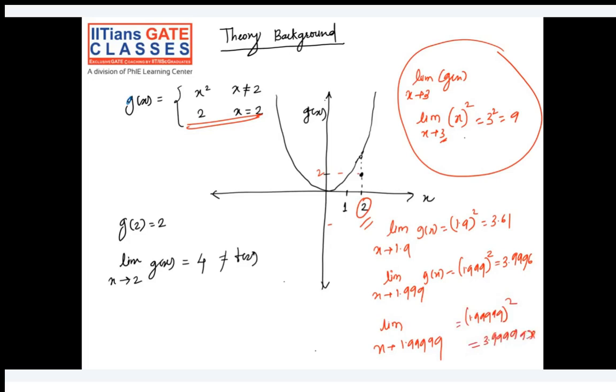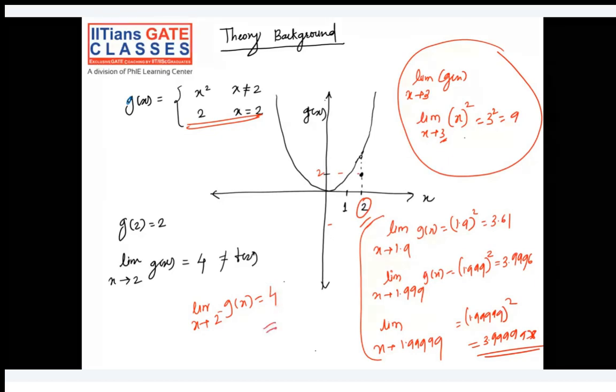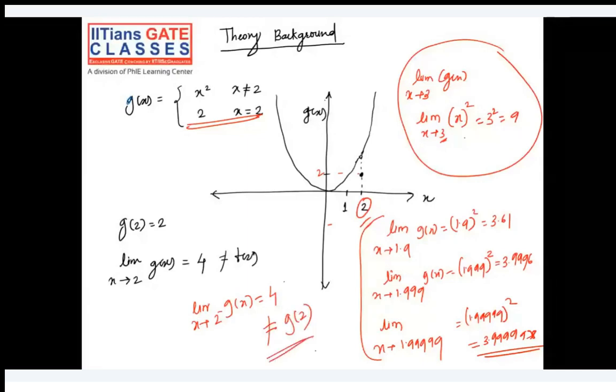But we know that limit x tends to 2, g of x is not equal to 4, right? So according to this, what we can conclude is this value is very, very close to 4. So limit x tends to 2 from the negative side is 4. This is what we'll get, right? But in reality, this value is not equal to g of 2, correct? G of 2 is 2 for this particular function. So this is helping us to understand that the limit is different. Though we are calculating the limit, this limit concept can help us define the continuity of the function.